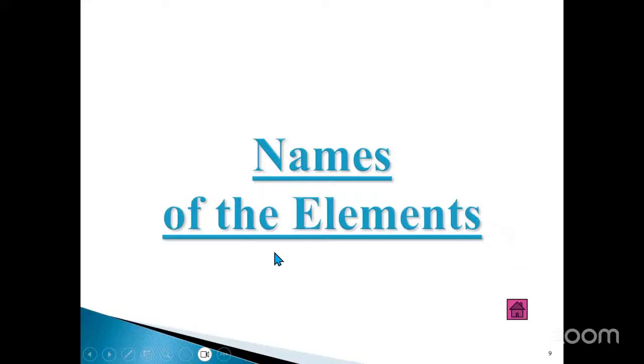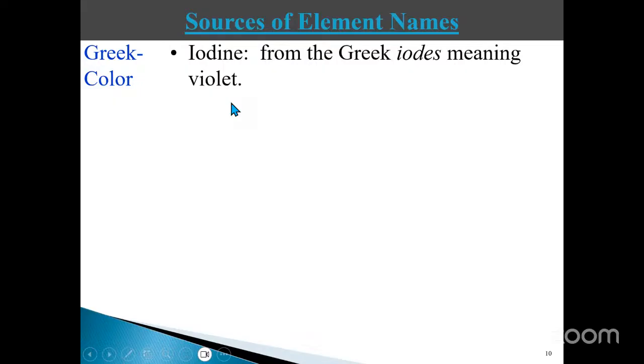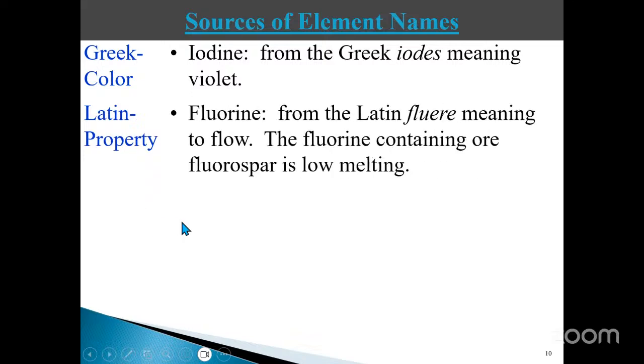Now, as far as the names of the elements are concerned, the name comes from different sources, right? In some instances, the name comes from a Greek origin, right? So, for example, iodine comes from a Greek word ios, meaning violet, because that's actually the color of iodine. In some cases, it's Latin, the origin that is. So, in the case of, for example, fluorine, it comes from the Latin word fluor.